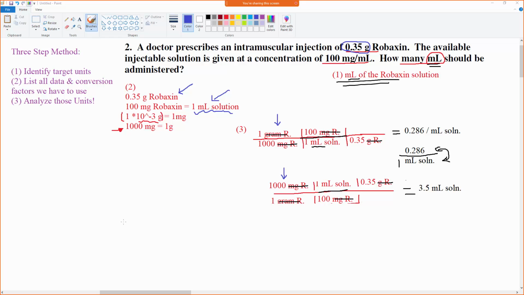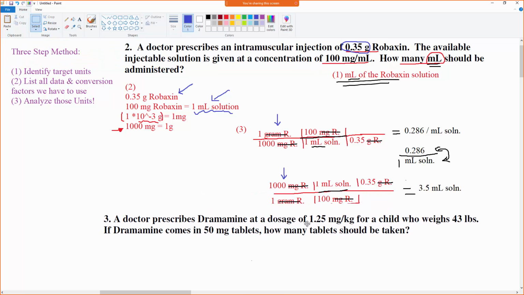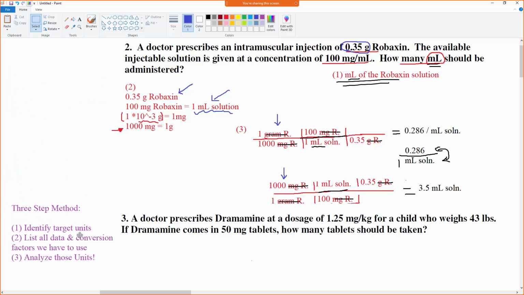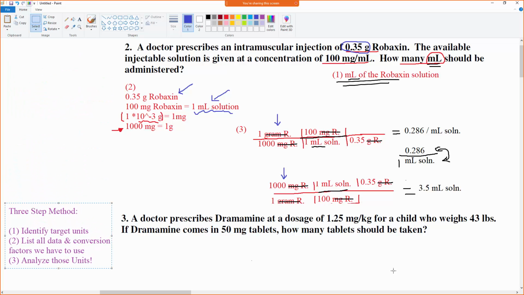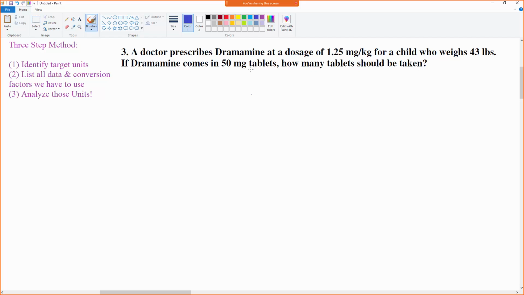Okay, just going to scroll down. All right, doctor prescribes Dramamine at a dosage of 1.25 milligrams per kilogram for a child who weighs, let's start at the beginning on this one. That's a great idea. For a child who weighs 43 pounds. Comes in 50 milligram tablets. How many tablets should be taken?